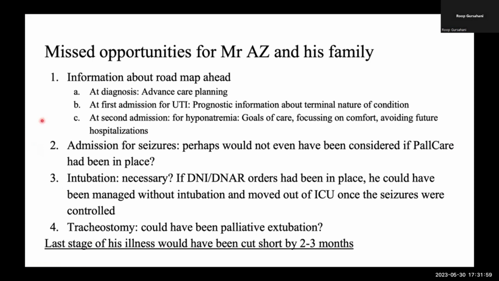So if you look at this story, you see that our gentleman could have been given the roadmap at the time of diagnosis. He could have been told that his disease was likely to progress and that the family should start planning. In fact, by the time he came in with the first admission with UTI, the family should have been told that this was now terminal. And at the second admission, if we had been prepared after that, we should have sorted out goals of care and maybe not even have admitted for seizures. If at all admitted, definitely not intubated. And if intubated, definitely not given a tracheostomy.